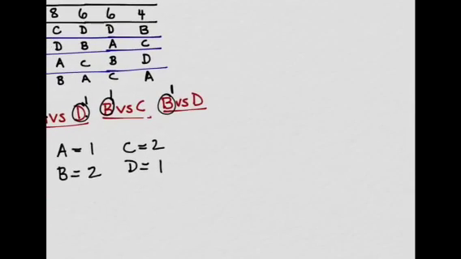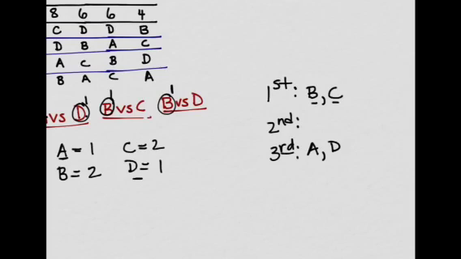I'm going to move this over. So in first place, we have B and C. Now, there are 2 people in first place, so that means there's nobody in second place at all. That just stays open. And in third place, we have A and D who tied with each other. So they're together in third place.